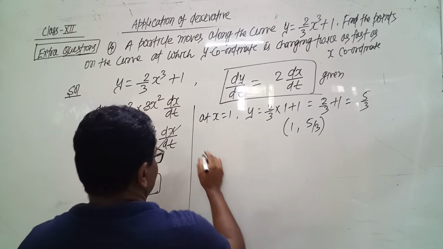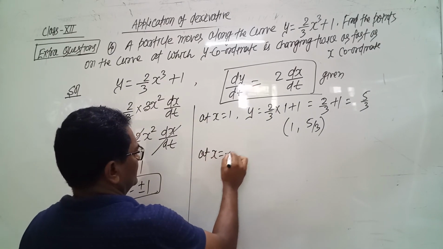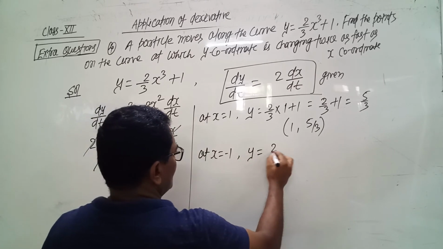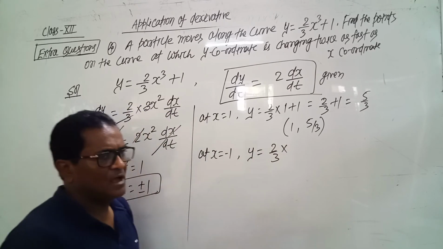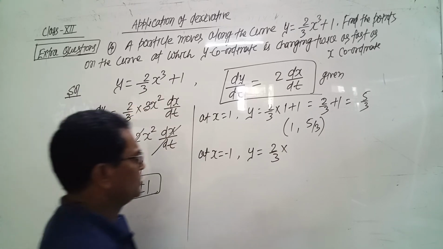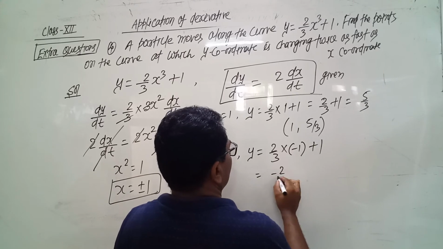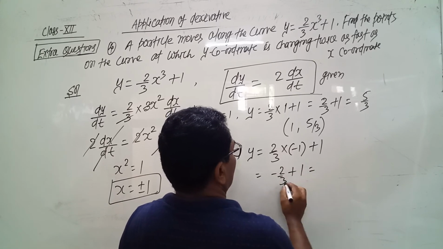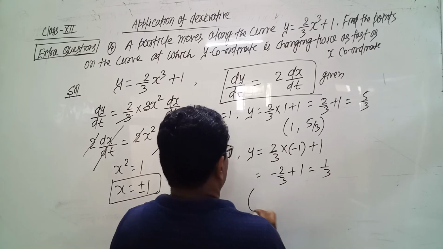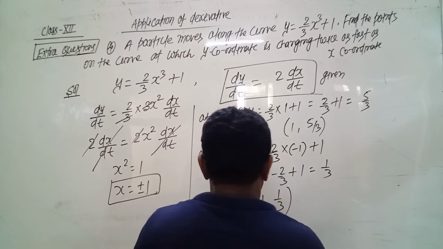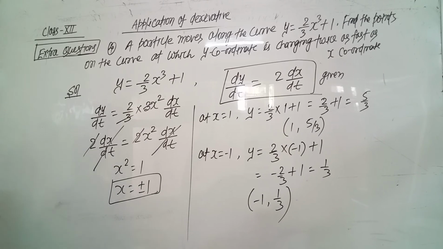And at x equals minus 1, y equals 2 by 3 into minus 1 the whole cube. It gives minus 1 plus 1. So we get minus 2 by 3 plus 1, 3 minus 2, 1 by 3. So another point is minus 1 comma 1 by 3. So these are the 2 points on the curve. Now to discuss another question.